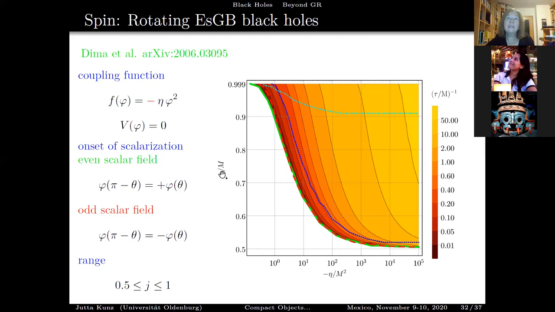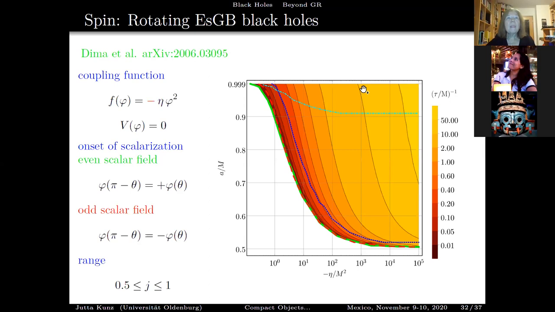Here we have the spin parameter a over M, and here we have the coupling constant, and the onset then is this green fat line. So right here, when we have sufficiently fast rotation, when the angular momentum is sufficiently big, then this Gauss-Bonnet term can induce scalarization. So this line here gives us the zero mode. And what they have done is they have solved the scalar field equation numerically, just the linear equation. And this then gives the onset, it gives the zero mode, and it also gives, let's say, the decay time of these modes.